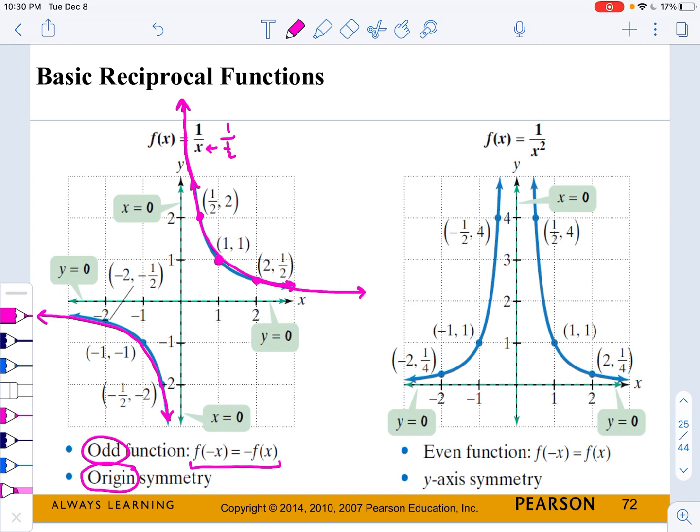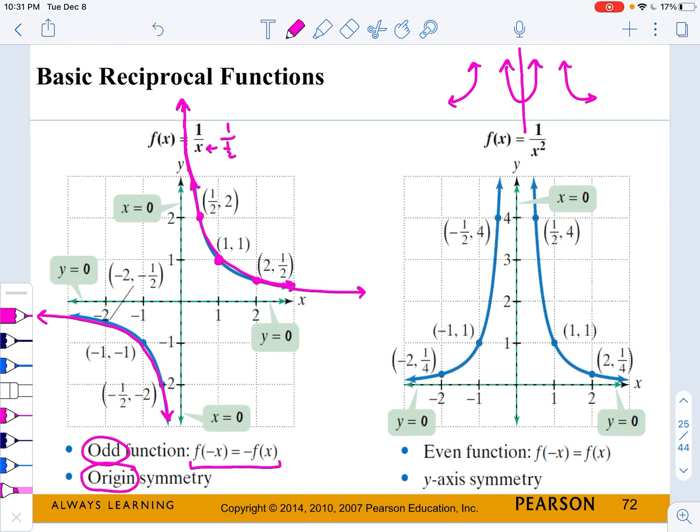Then if we look at the other graph, the other reciprocal function, f of x is equal to 1 over x squared, it looks almost like they took a parabola, your U-shaped graph, split it in half and flipped it outwards. So it ends up like that. That's how it looks: they took that U-shaped graph and split it outwards.